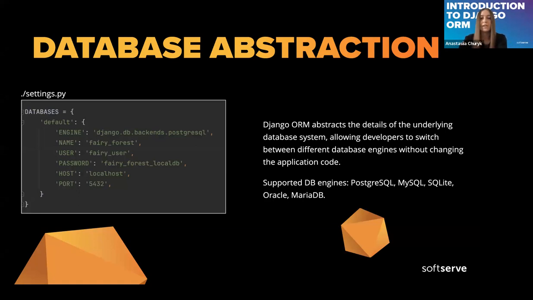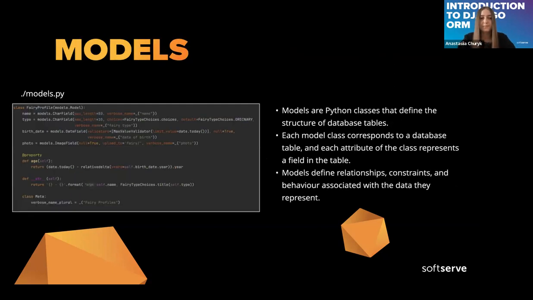As you can see on the screen, the configuration of database engine is very easy. You just have to set up engine, database name you want to connect to, user, password, host, and port. This is an example of connection to PostgreSQL database.